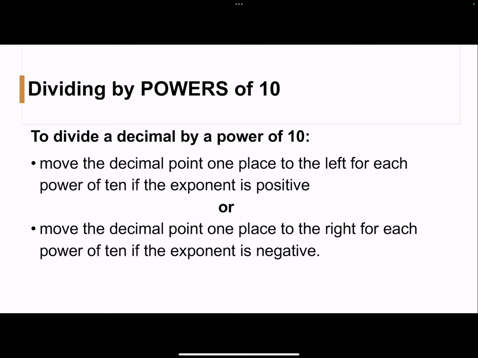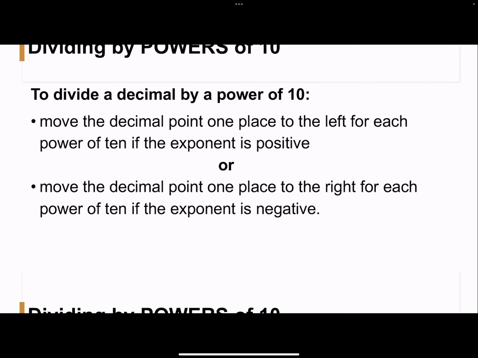We can also easily divide by powers of 10. There are 2 ways that we need to think about when we're dividing by powers of 10, whether the exponent is positive or the exponent is negative. To divide a decimal by a power of 10, move the decimal point one place to the left for each power of 10 if the exponent is positive. And we're going to move the decimal point one place to the right for each power of 10 if the exponent is negative. Notice it's the reverse of multiplying by powers of 10.